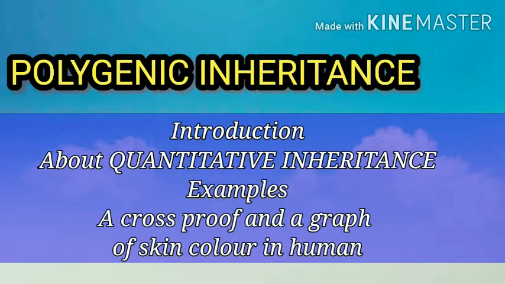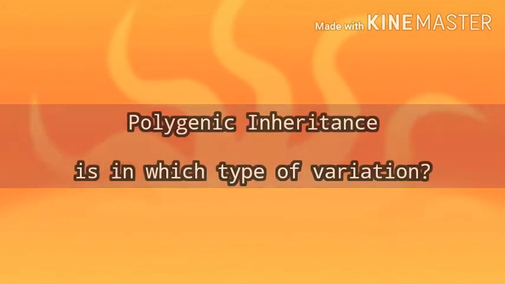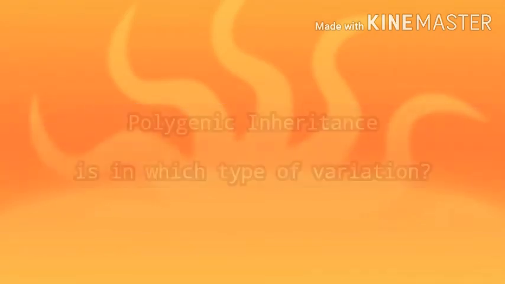Today we will discuss our topic, polygenic inheritance. It contains an introduction about quantitative inheritance, an example, a cross, proof, and a graph of skin color in humans. And today's question is: polygenic inheritance shows which type of variation?